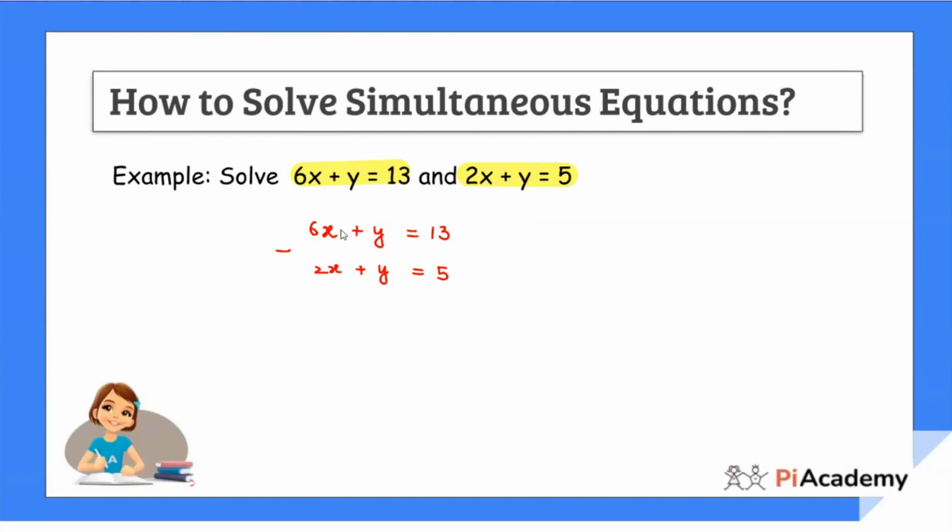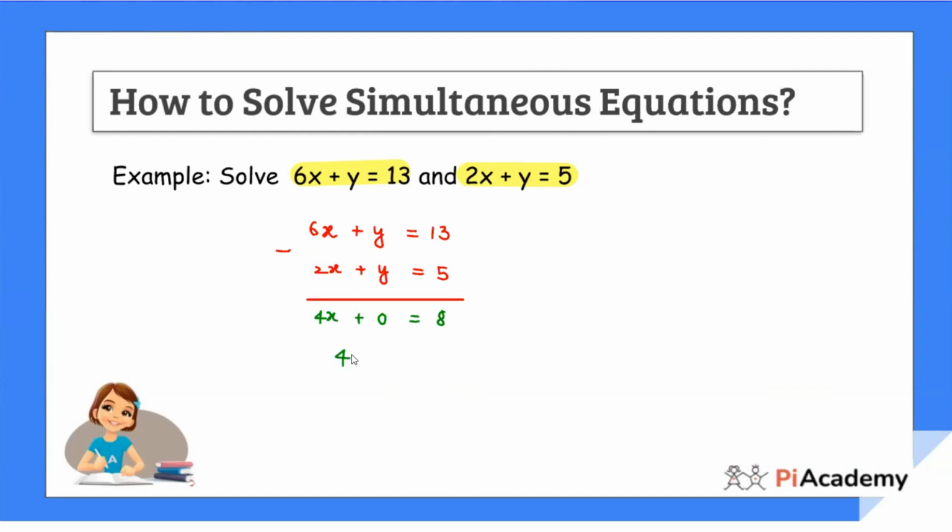If we subtract 6x minus 2x, then what will we get? We will get 4x, right? So here we have 4x. And then y minus y, that is 0y. So it means 0. And on the right-hand side, 13 minus 5, that is how much? 13 minus 5 is 8. So from here, it is very clear.